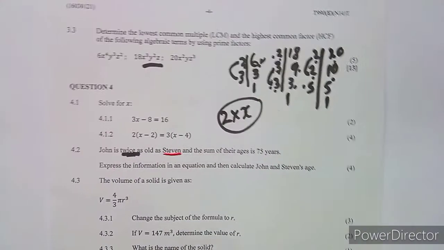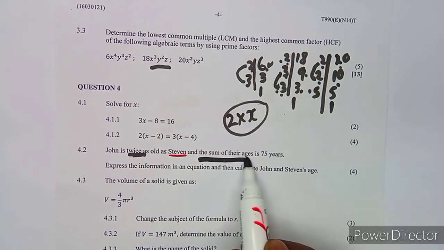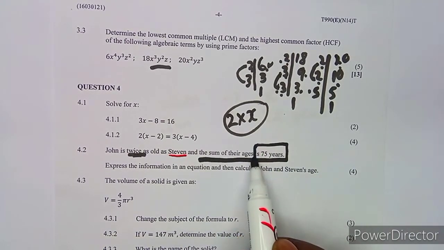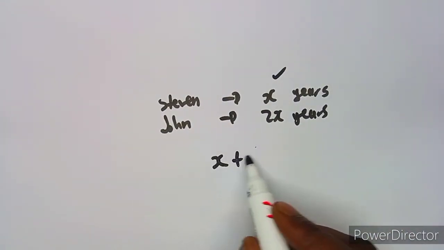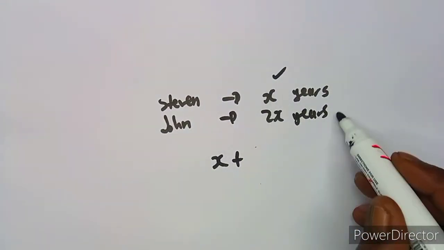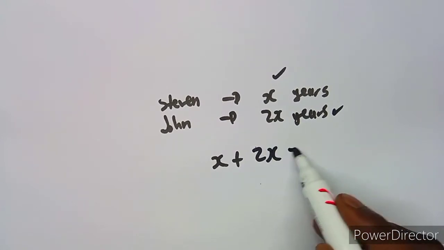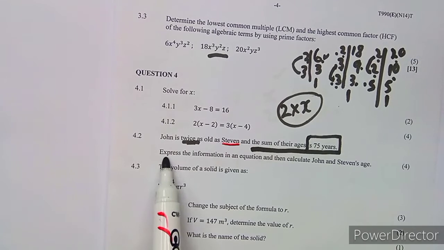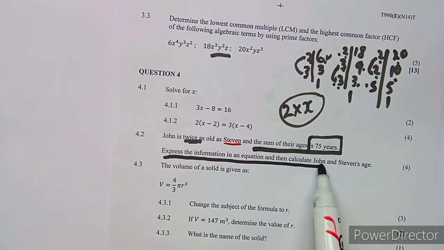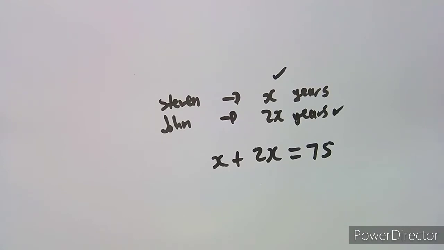But we are given that the sum of their ages is 75. If I add the years of John to the years of Stephen, I must obtain a total of 75. So how can I find John and Stephen's ages? All right, this is what I'm going to do. I have to solve for x.